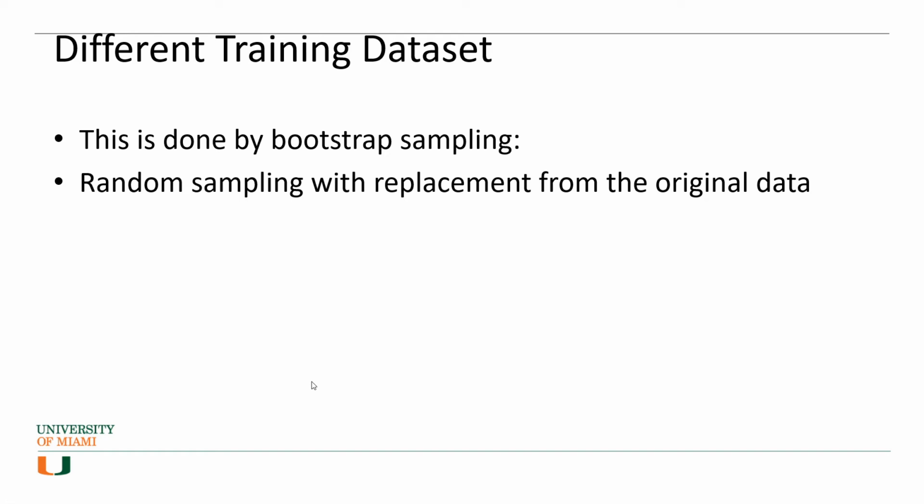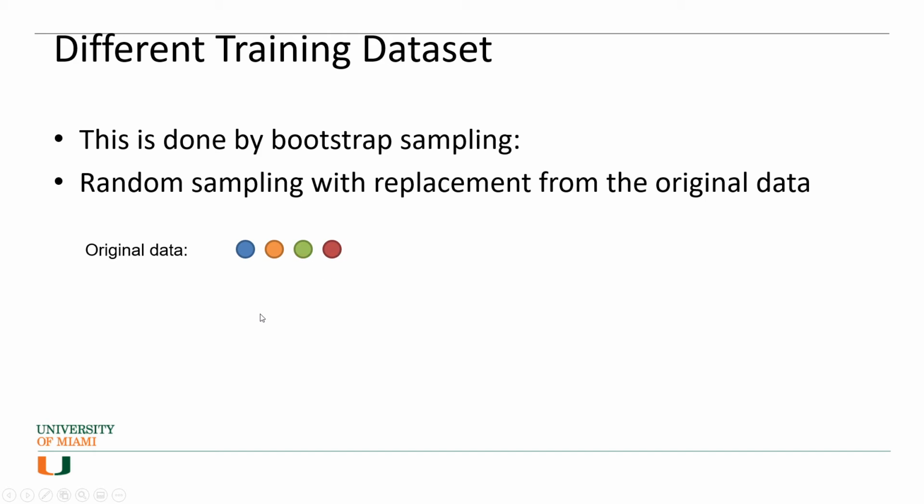Let's go into each of these strategies one by one. What do we mean by saying different training data set? Well, this is done by bootstrap sampling, which refers to sampling with replacement from the original data set. Here is a visualization of it. Suppose that you have a data set. This is the training data set that only has 4 observations. These are blue, orange, green, and red.